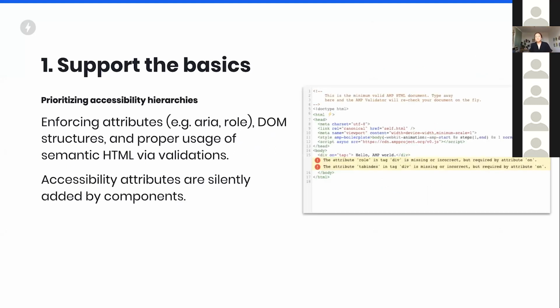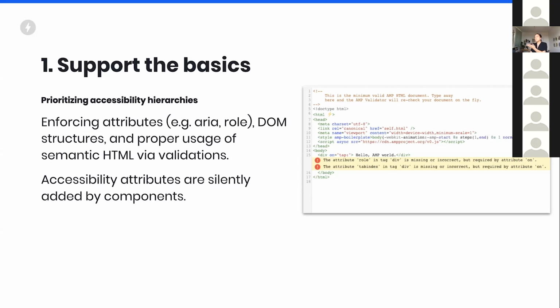Something else we do is enforce accessibility hierarchies where we can. We do this through the code we write, through runtime warnings, and with errors in the AMP Validator, which is a tool that AMP can use to enforce some level of restriction on AMPHTML documents. We use these tools to have some amount of opinion on ARIA and role attributes, DOM structures, and really encourage folks to use proper semantic HTML wherever possible.